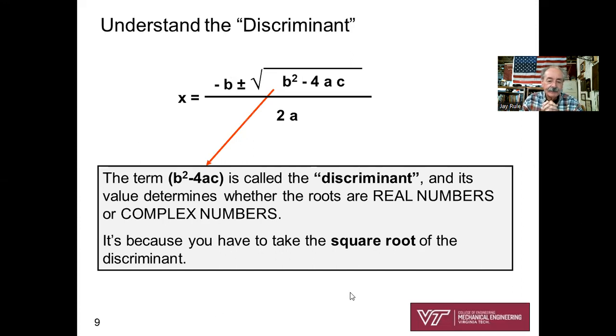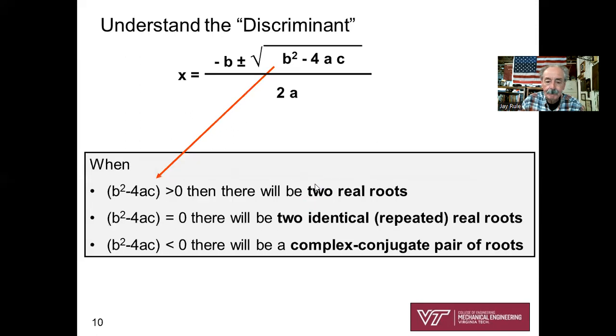And now we're getting to a little bit of the devil in the details. Understand what the discriminant is. That term b squared minus 4ac, that term that's underneath the square root sign, the radical, is called the discriminant. The value of b squared minus 4ac determines whether the two roots of the equation are going to be real numbers or complex numbers involving an imaginary number. That's because you have to take the square root of b squared minus 4ac.